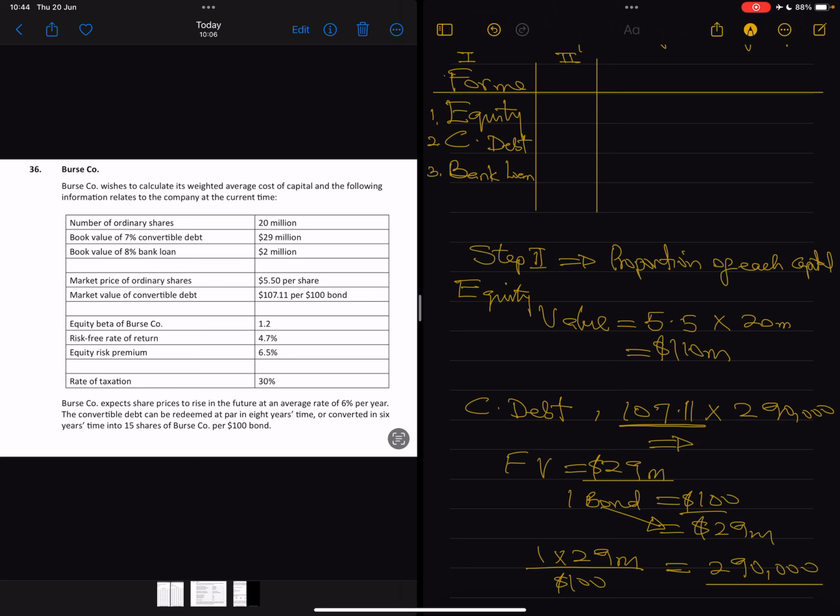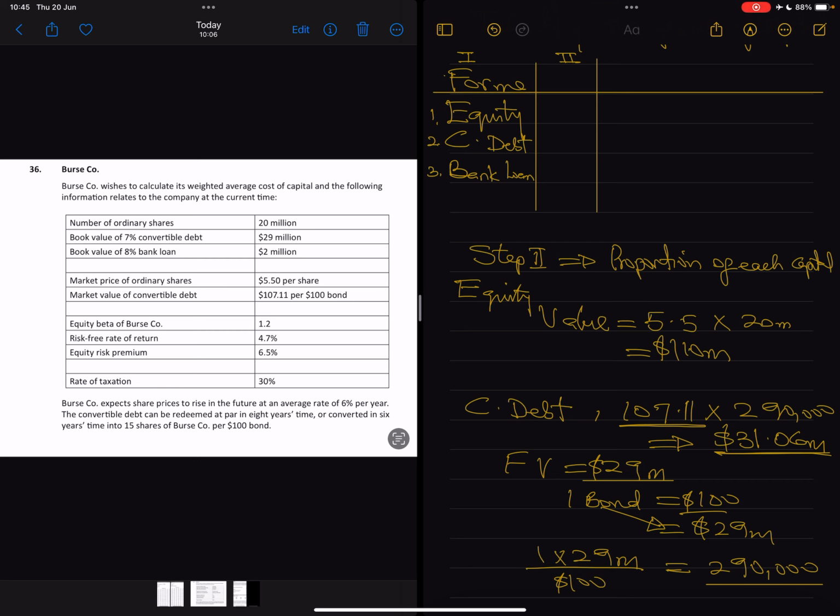That will give us times 107.11, and that gives us 31.06 million. So the market value of the bond is 31.06 million. Remember, the type of WACC that we're calculating here, which is the best form of WACC, is market value based WACC. The question can ask you to also calculate a book value based WACC, but I will go into that later. That is easier.